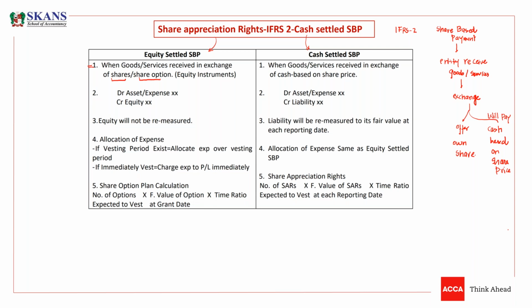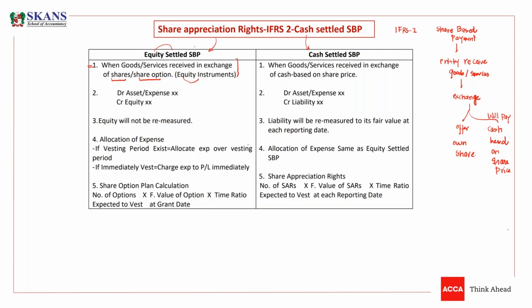So we call them equity instruments. What the other party, the counterparty, the supplier of goods, is receiving is our company's equity. So that's why we call them equity settled share-based payment. Means what the supplier of goods or services received from us is the equity of our company. So equity settled share-based payment is the transaction which is settled in equity.